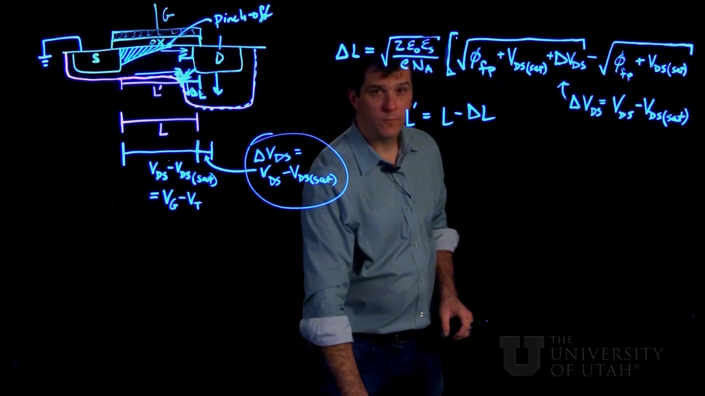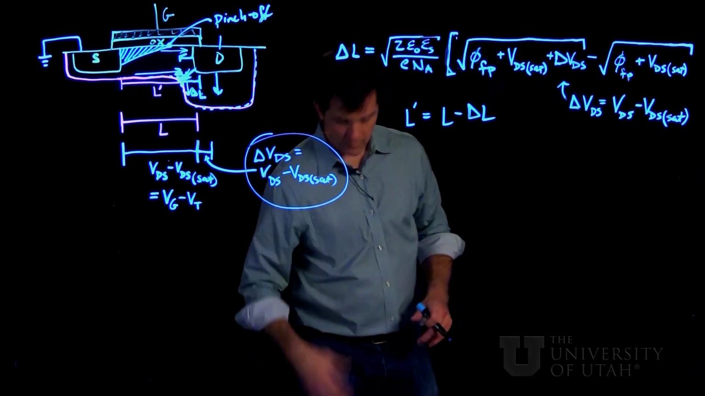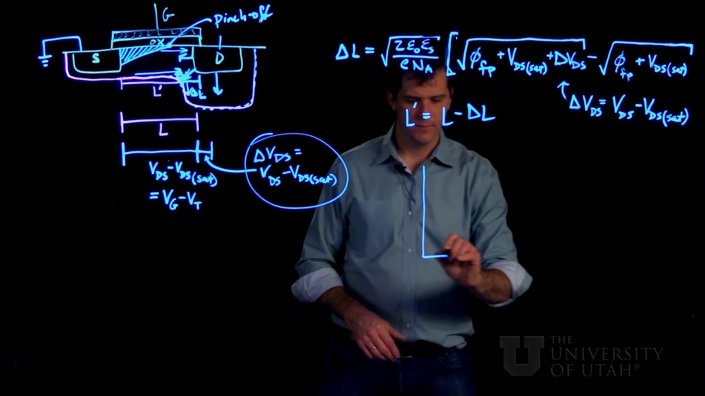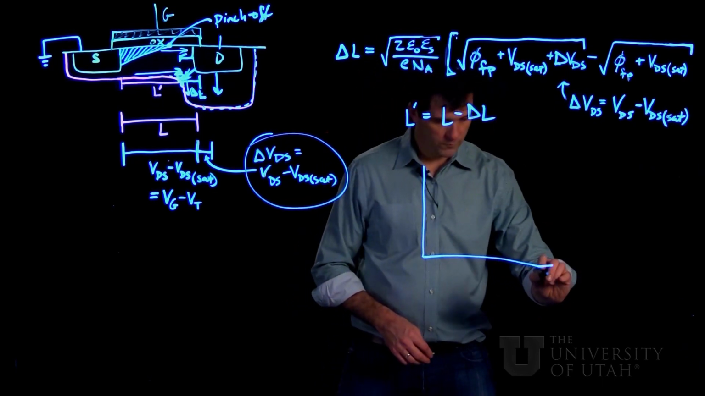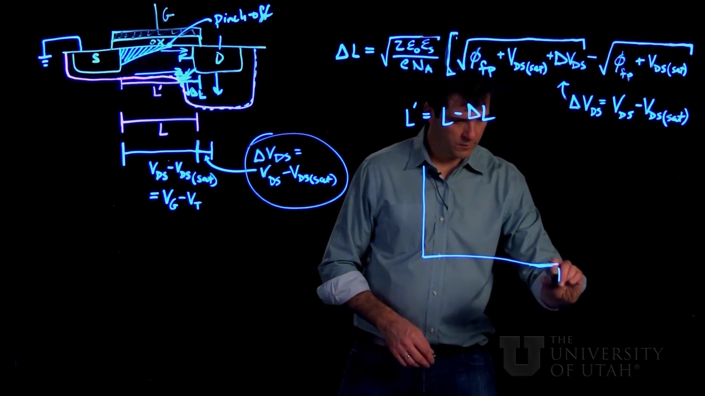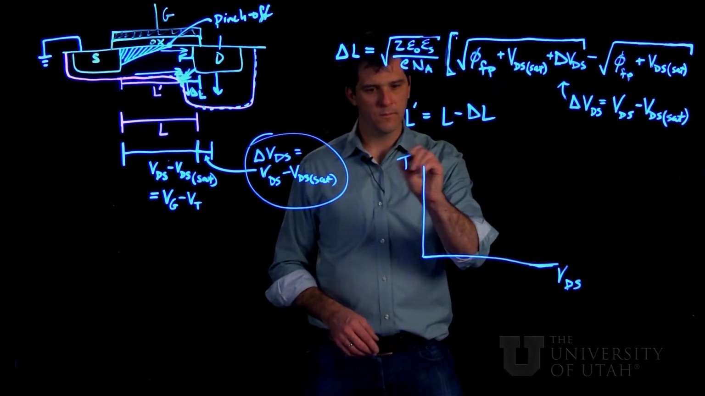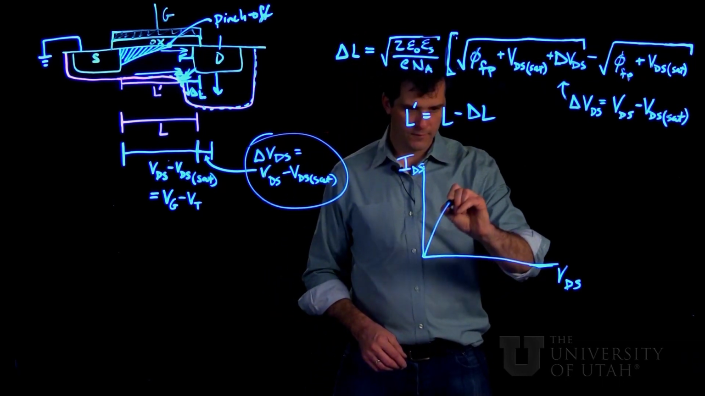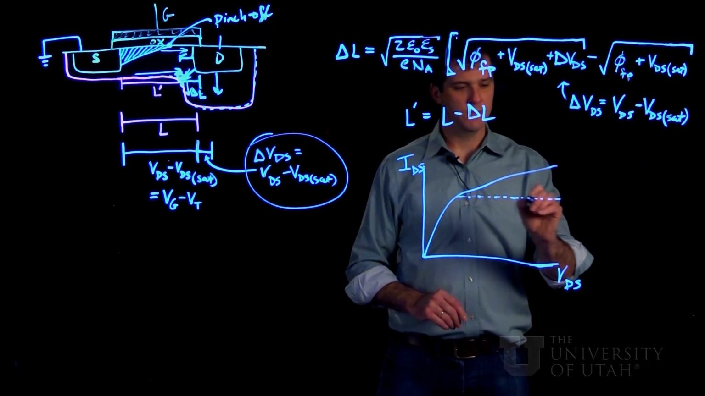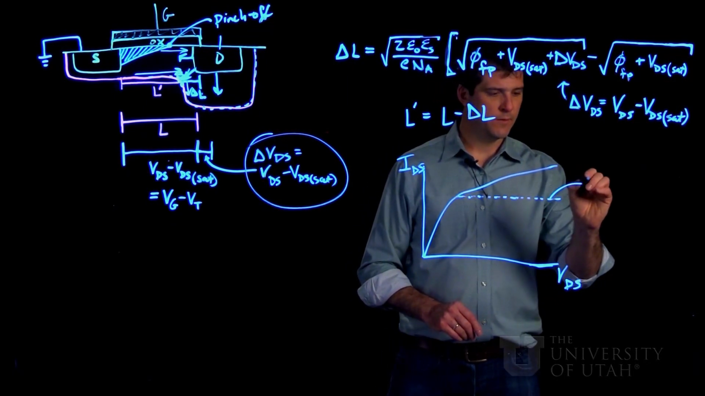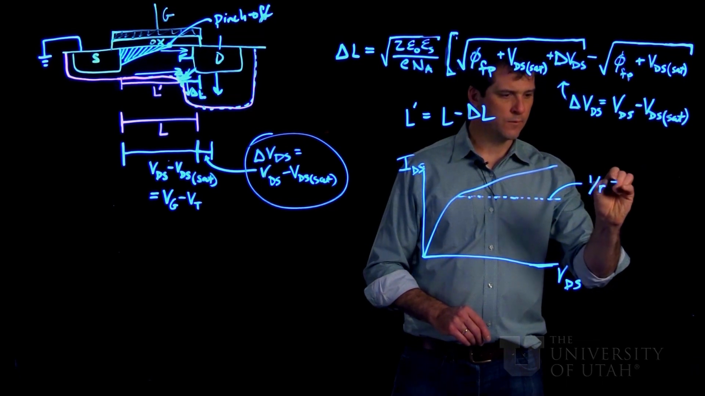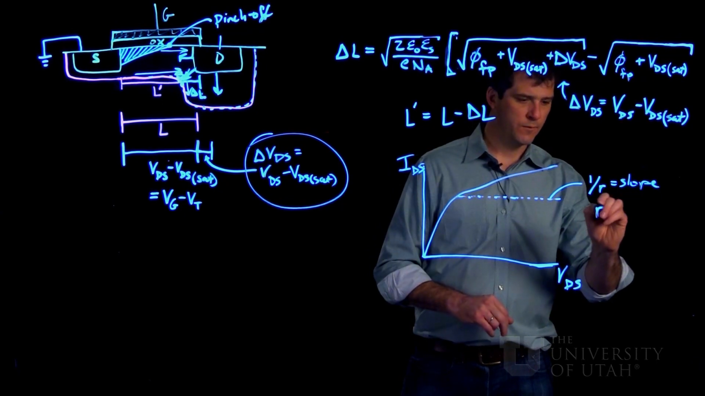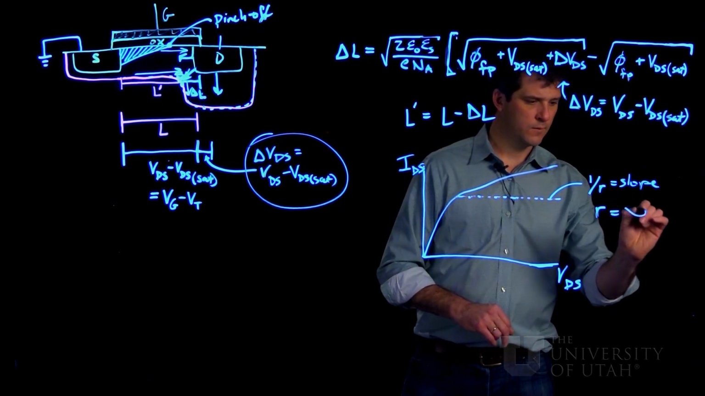So what does this do in terms of the performance or behavior of the device? Well, let's look to our trusty IV curve, and the effect is that it gives you a slope in the saturation region, where before it would be flat, and thus 1 over R is a slope, which means that if the slope is 0, the effective impedance would be infinite.